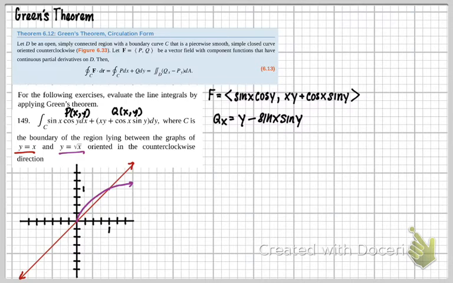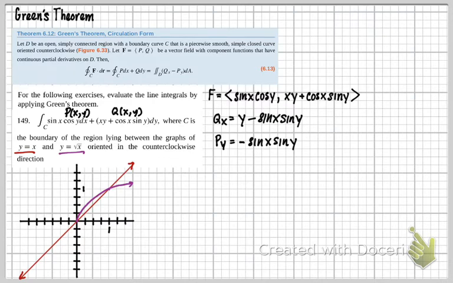And then I'm going to do my Py, because that's what the formula calls for. And that Py is going to equal, and that means I'm talking about my first function, or first component in my vector field, negative sine of x sine of y.